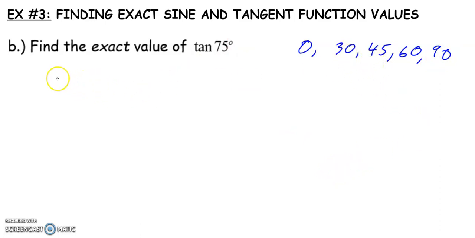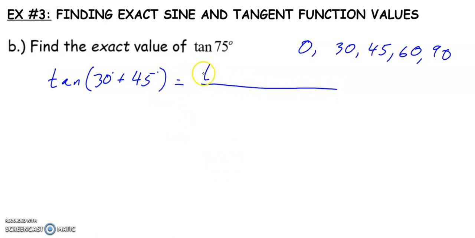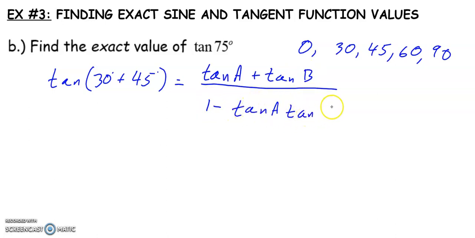And I notice 30 plus 45 gives me the tangent of 75. So I'm going to do the tangent of 30 degrees plus 45 degrees. And then our tangent, since we are adding, we're going to use the tangent of A plus the tangent of B over 1 minus tangent A times tangent B. And I'm doing that because I'm adding. And we know A equals 30 and B equals 45.